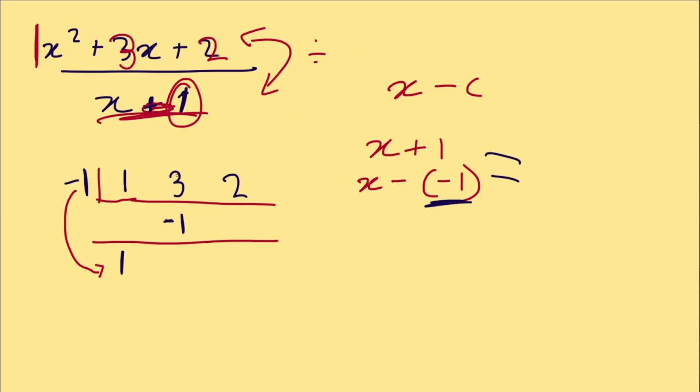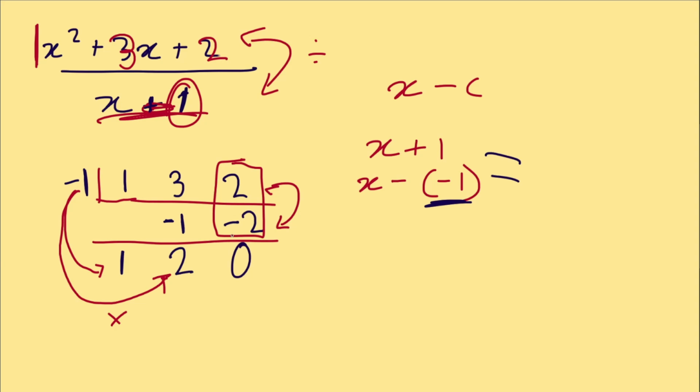Now let's continue. What do you do here? Well, you add these two numbers. So what's 3 plus negative 1? Well, you get 2. Now you repeat. What's negative 1 times 2? Well, negative 2. You write it again, middle row, the next slot. And then you add the vertical numbers here. 2 plus negative 2, you get 0.